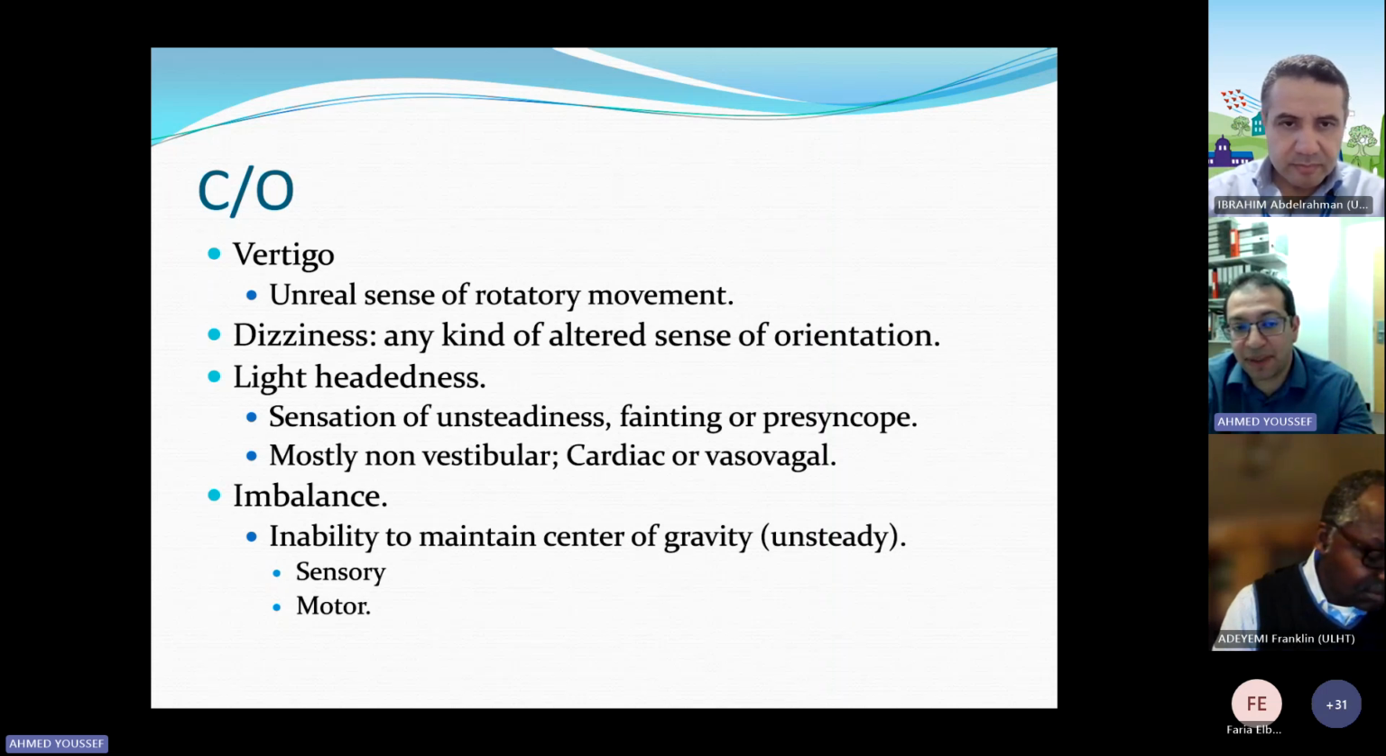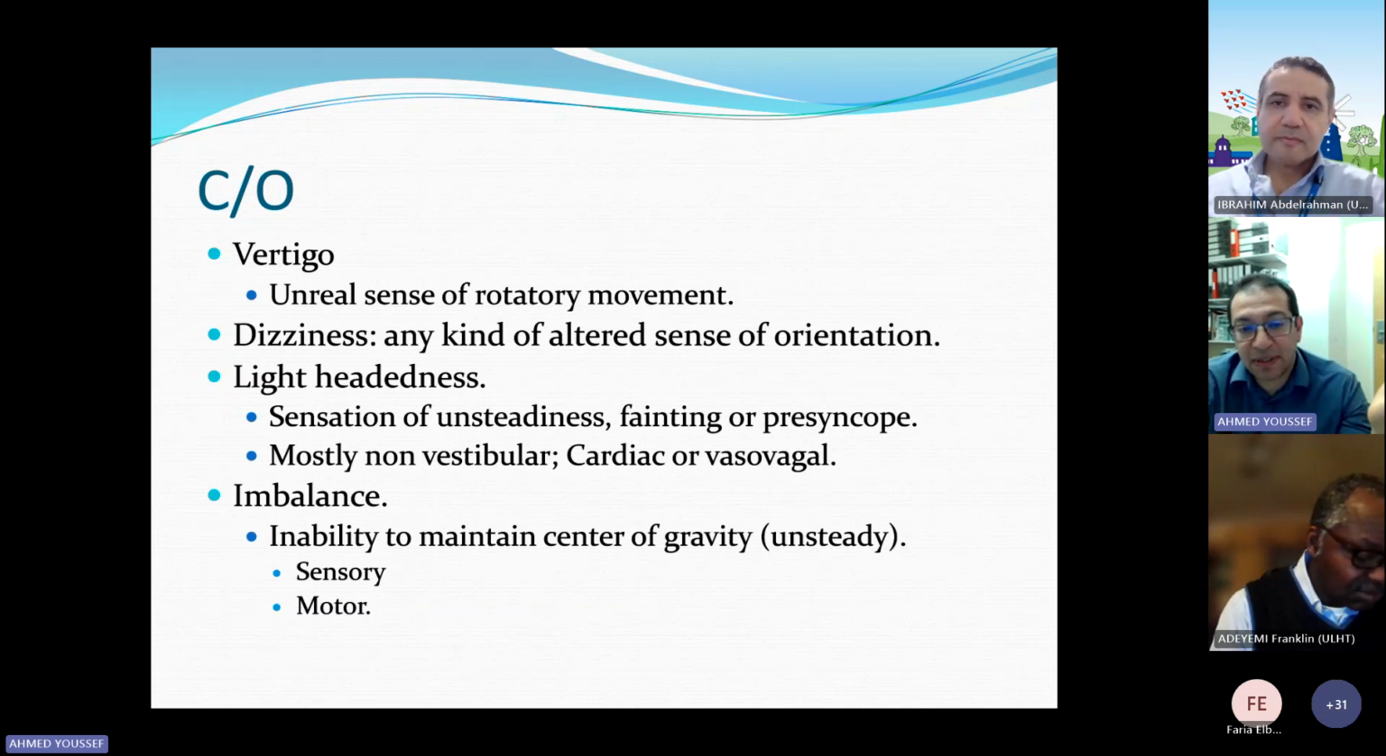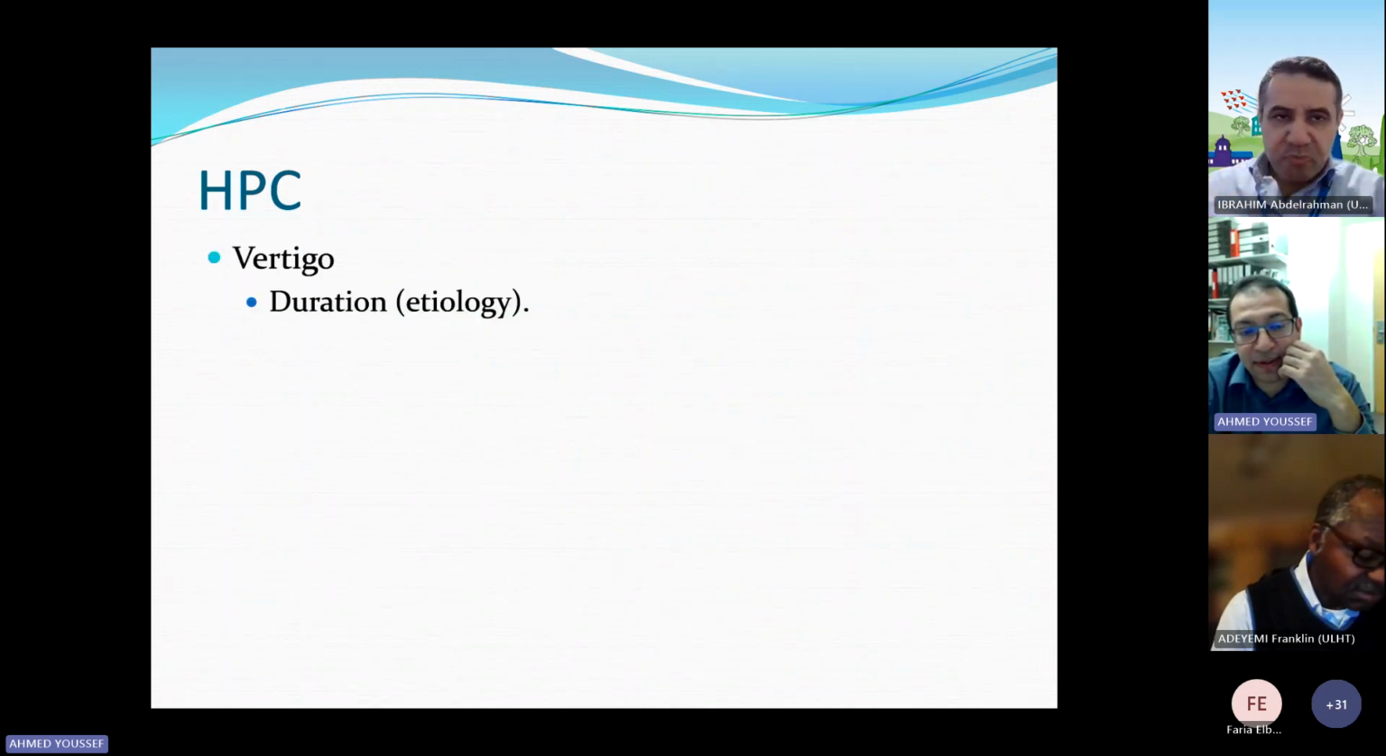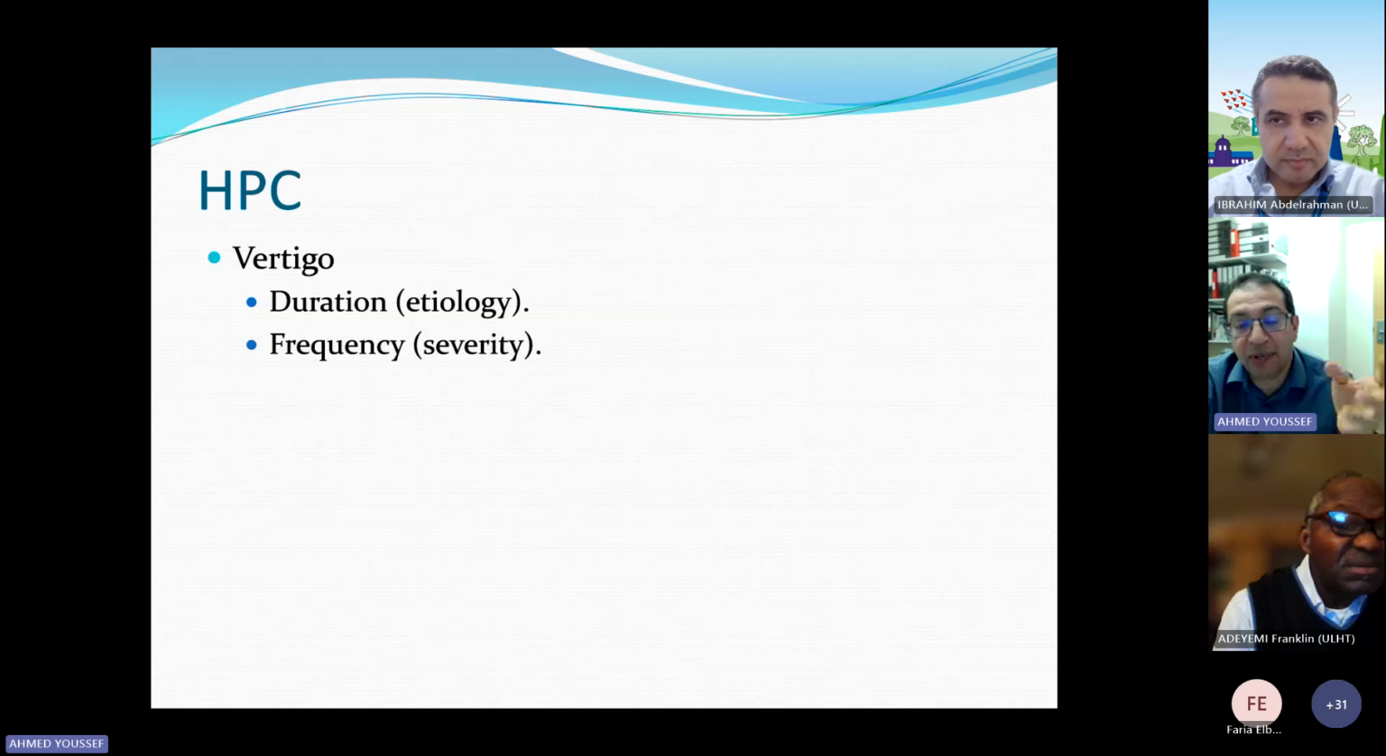They won't come in and say, I've got lightheadedness or vertigo, and this would mean the same to us as what it is to them. So the patient comes in and says, basically, I've got dizziness. So when you want to analyze the dizziness, or the vertigo symptom, what you want to find out is the duration, because this will help in etiology, as we'll see in a second.